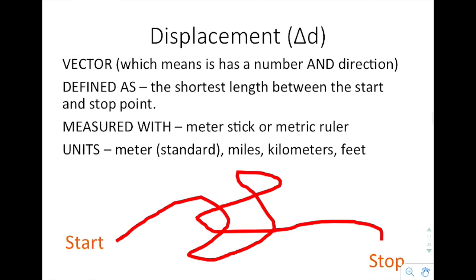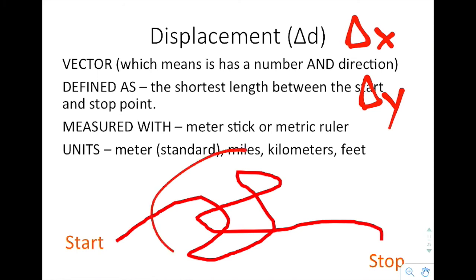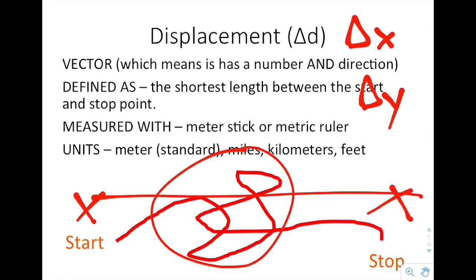Next, we have displacement. Displacement is a little bit different than distance in that displacement is a vector. A lot of times you'll see it as delta D, or sometimes delta X or delta Y, depending on the book. What that means is the change in position, or what is the shortest length between the start and the stop point. Whenever you're talking about displacement, you're no longer interested in the path that's taken. You're saying, where did I start? Where did I stop? What's the shortest distance between those points, or what's the shortest length between those points?